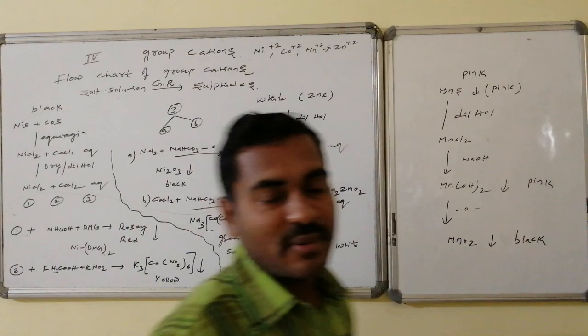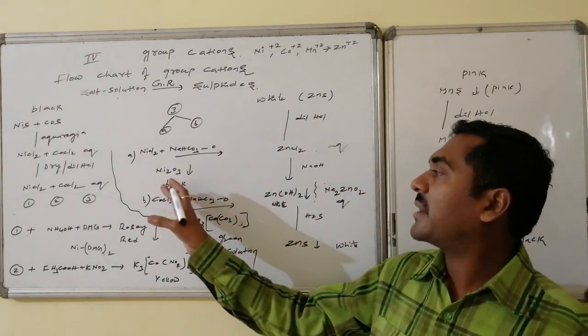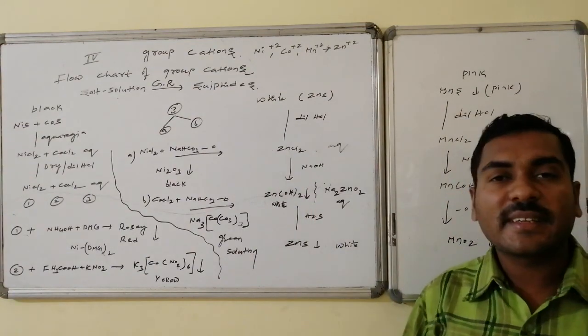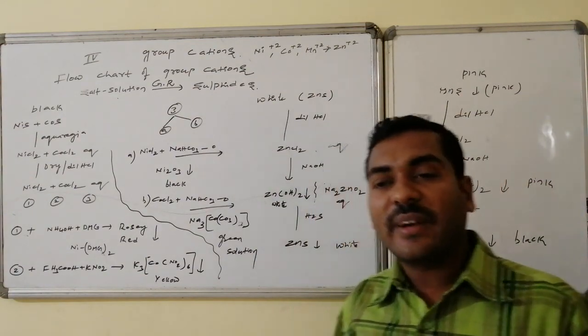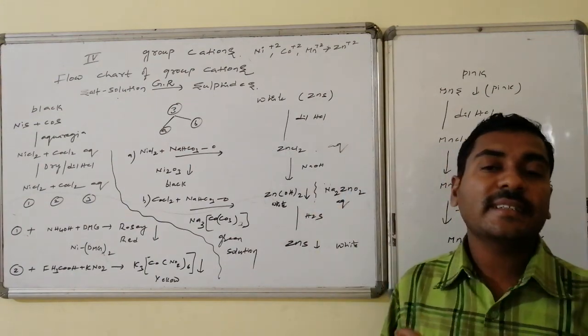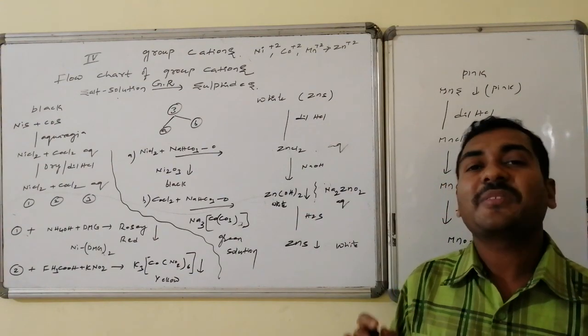Tricarbonate formation takes place, which will give green color, confirms the presence of cobalt. Black precipitate confirms the presence of nickel. Thus it can be done. Whereas zinc sulfide is white. There is some correction here. This white zinc sulfide precipitate on reaction with dilute HCl forms aqueous zinc chloride.